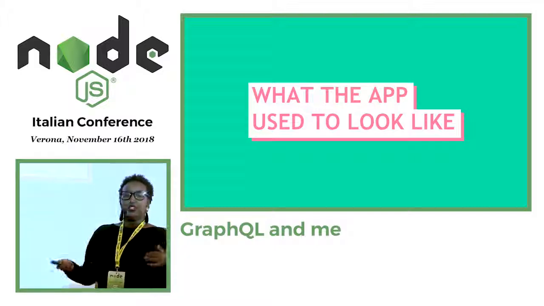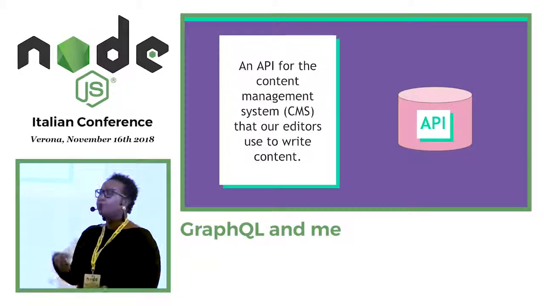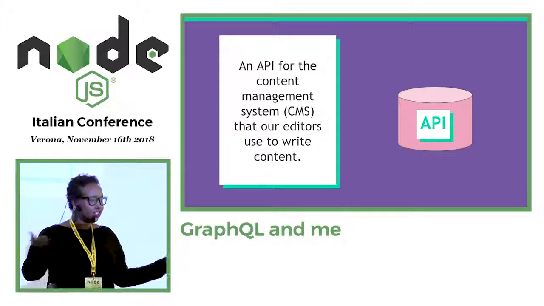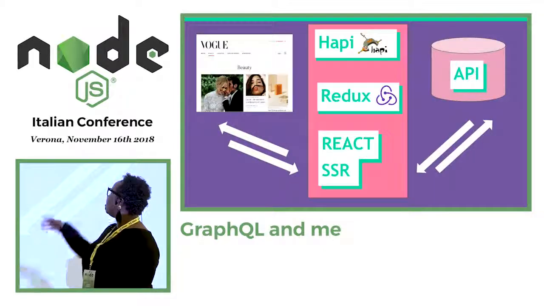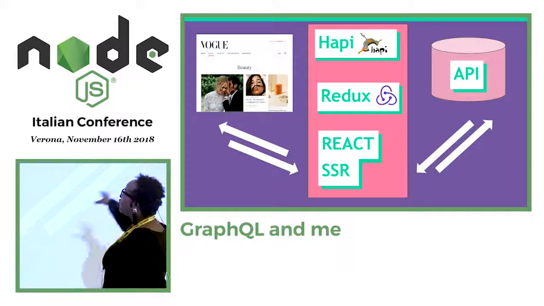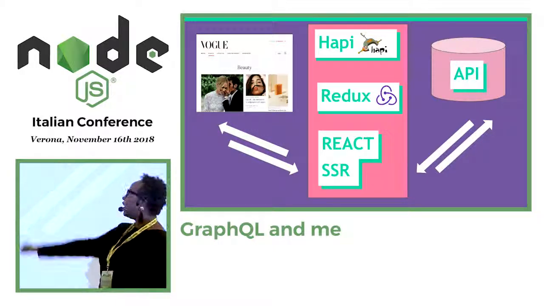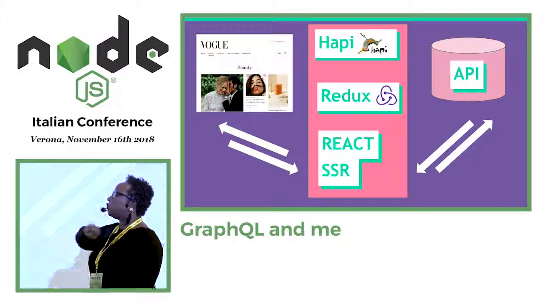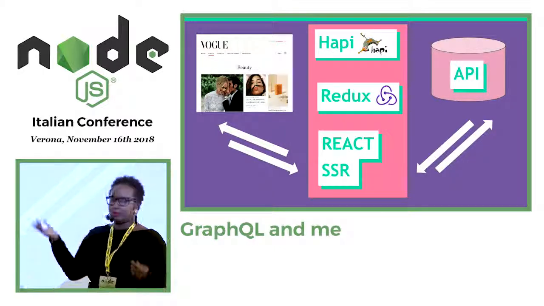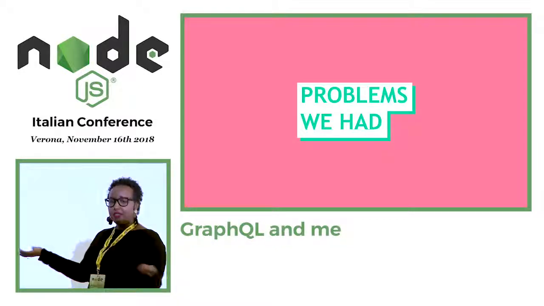So this is what our app used to look like. We have an API from a content management system that editors use to write their content. This content management API interacts with our Hapi server. There's a Redux store, and we server-side render our application. So this is the structure of our application previously. So what are the problems we had?